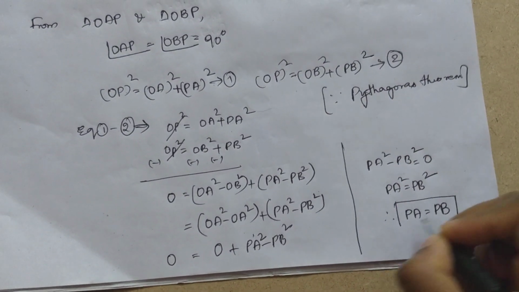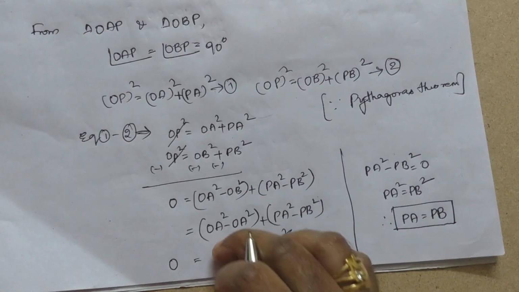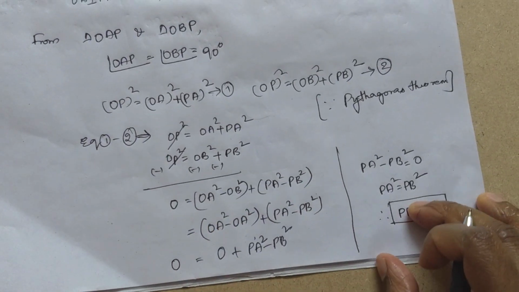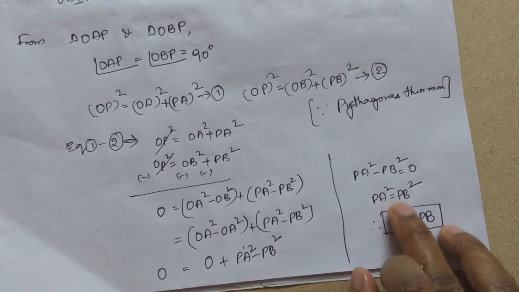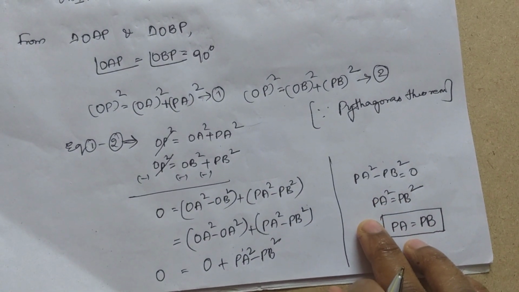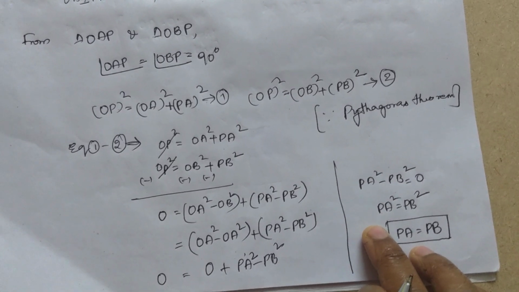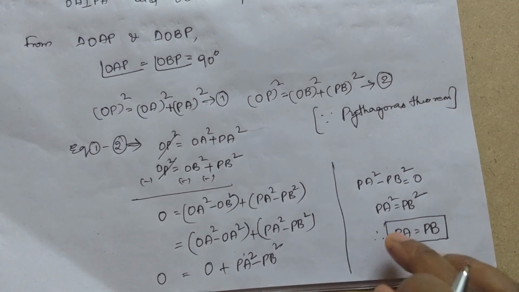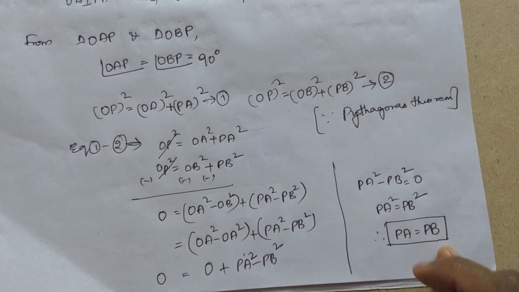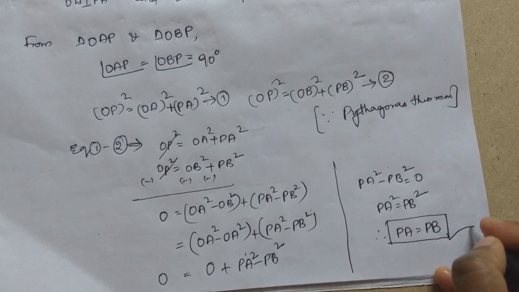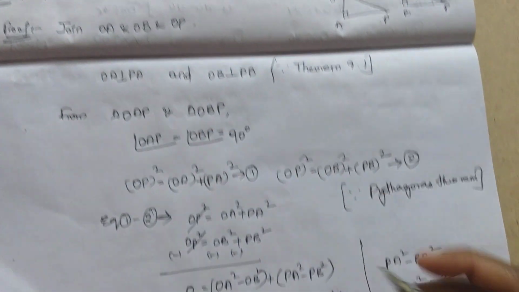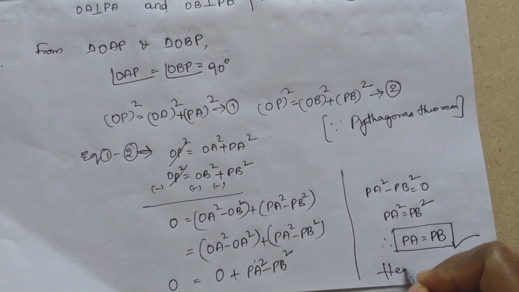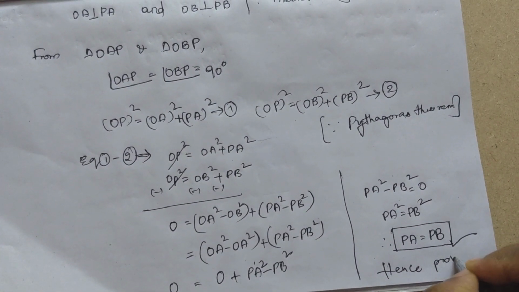Can we write this? Here, we should not take negative values, because PA is a length. Length is a positive term, which should not be taken as a negative value. We should take only the positive values. So therefore, PA equals PB. What did they ask us to prove here? We have to prove PA equals PB. Hence it is proved.